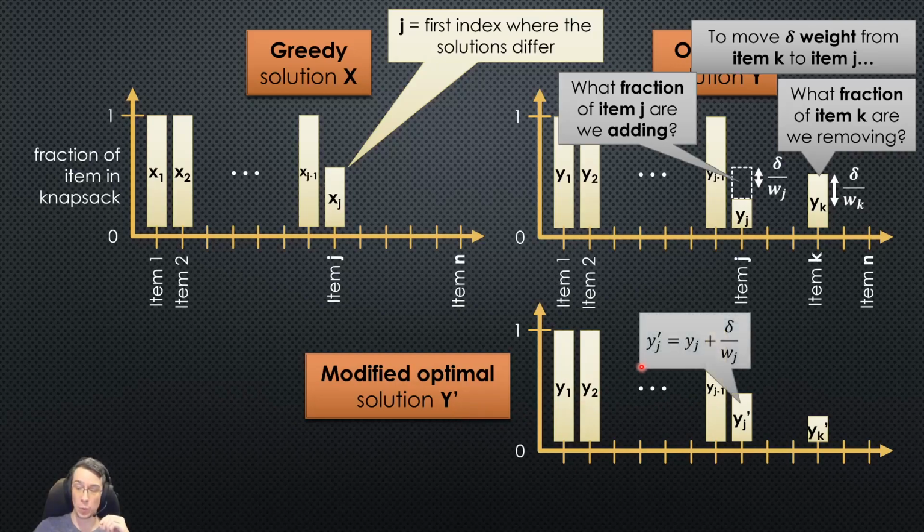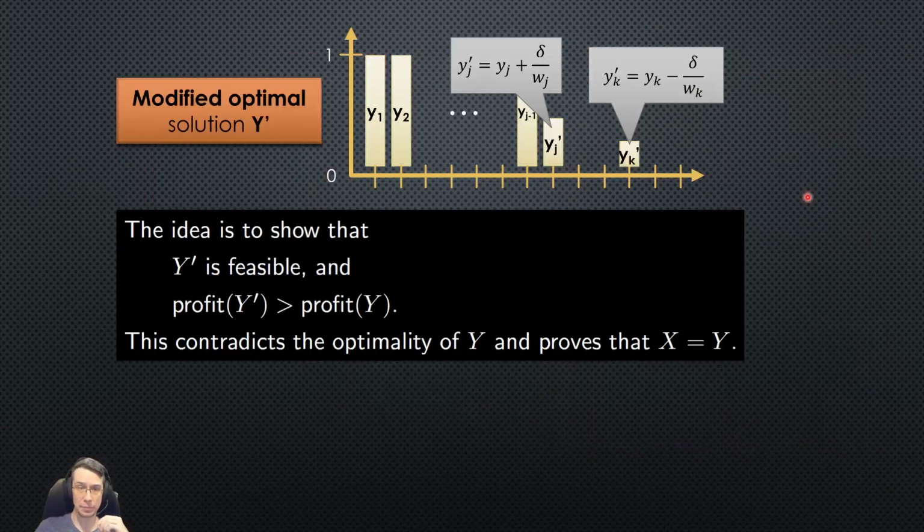Otherwise, y prime is the same as y. So in other words, yj prime, the prime indicating that this is modified, is equal to the original yj plus delta over wj, and yk prime is equal to the original yk minus delta over wk. We're subtracting that fraction of item k that we're removing. Okay, so I've copied the modified solution up here so you can see it.